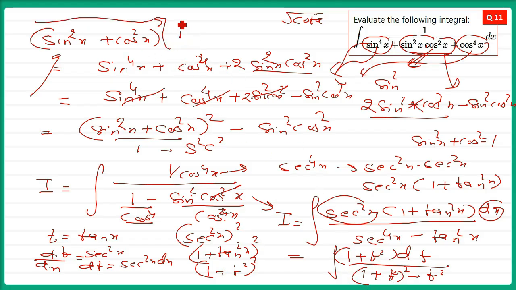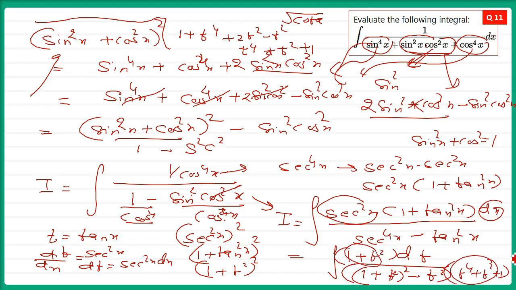A plus b whole square is a square plus b square plus 2ab. So 1 plus t raised 4 plus twice of t square minus t square. So t raised 4, we'll arrange according to the orders: 2t square minus t square is t square, and 1 will remain like that. So the denominator we will write as t raised 4 plus t square plus 1. Now you are getting somewhere near these 2 types which we have already covered in this exercise.